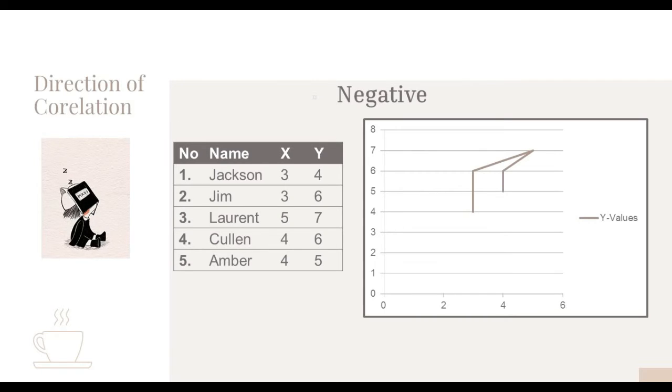Lauren had student grammatical mastery 5 and English speaking ability in pronunciation 7. And Colin had student grammatical mastering 4 and English speaking ability in pronunciation 6. And Amber had student grammatical mastering 4 and English speaking ability in pronunciation 5. And we see the diagram shows that it has a negative correlation between the student grammatical mastering and English speaking ability in pronunciation because the diagram shows a downward slope.